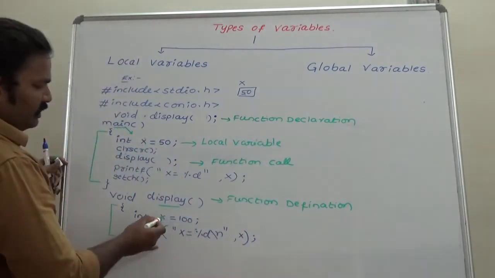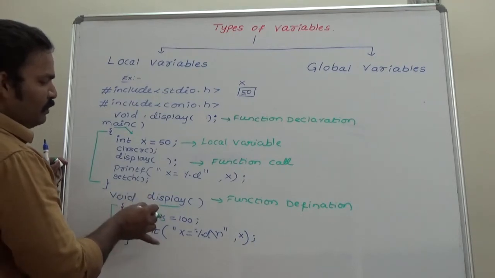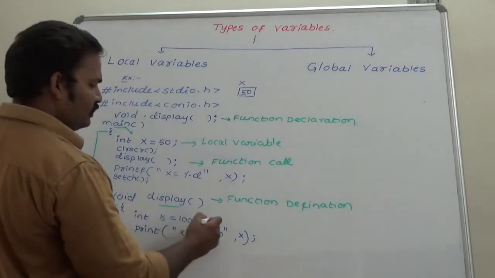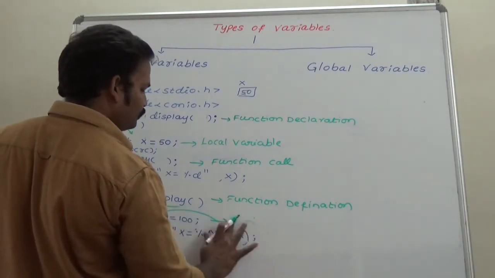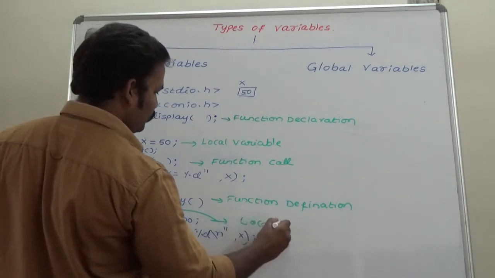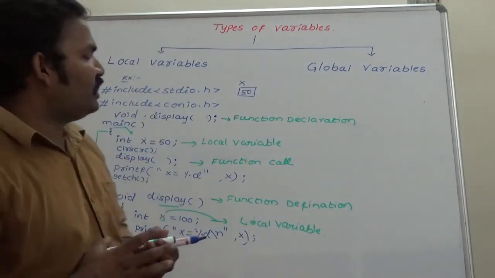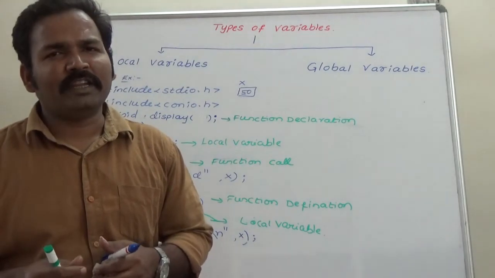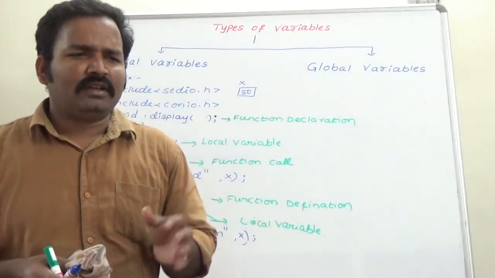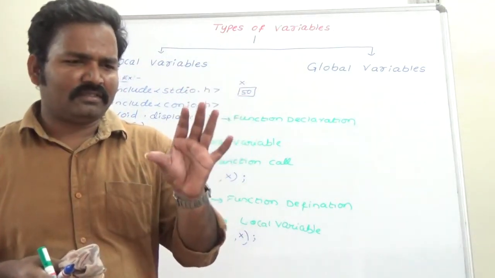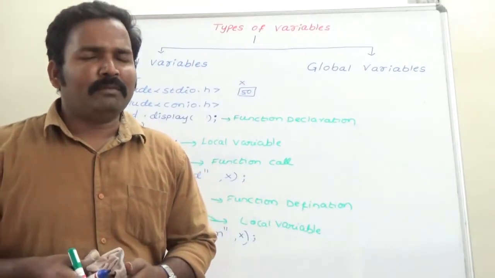In this function also we have an x variable. This x variable is declared in which function? Display function. And here this variable x is also a local variable. Here we have to understand the scope of local variables. The scope of a variable determines up to which region of the program that variable is available.